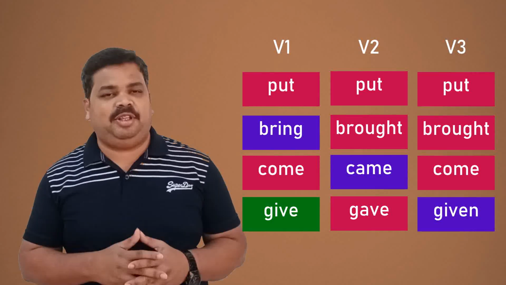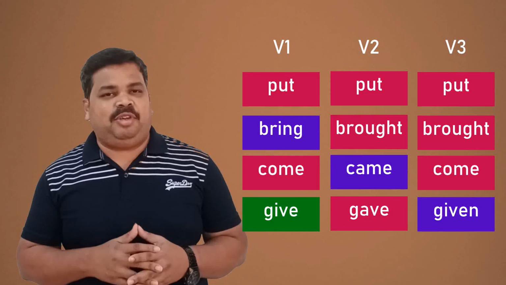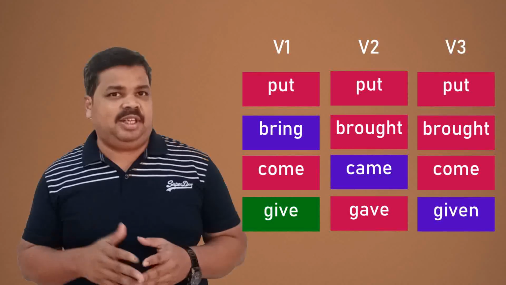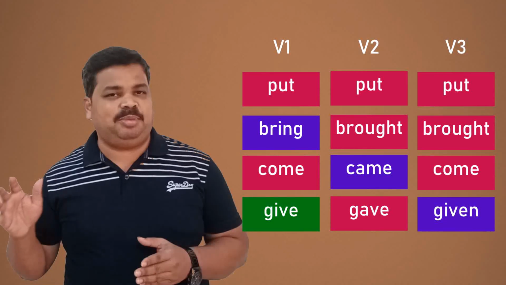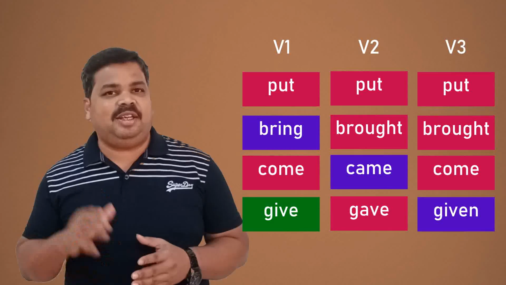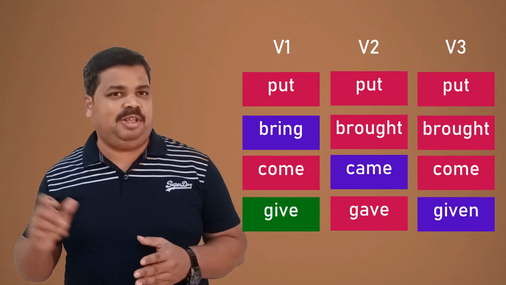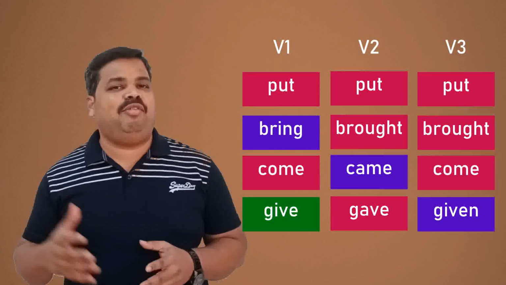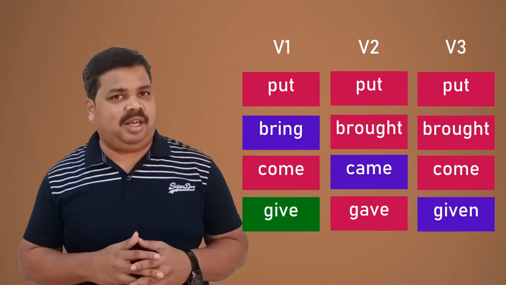All 3 are different. So from the first category where all 3 are the same, the second category where the first form is different from the second and third, the third category where only the first and third forms remain the same and the second one is different, and the fourth category where all the 3 forms are different. These are the different types of irregular verbs.